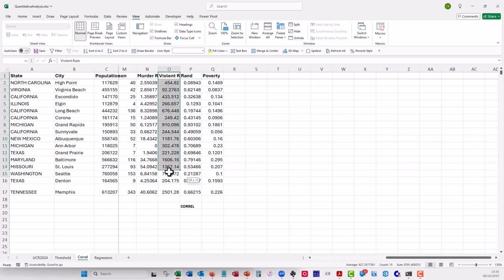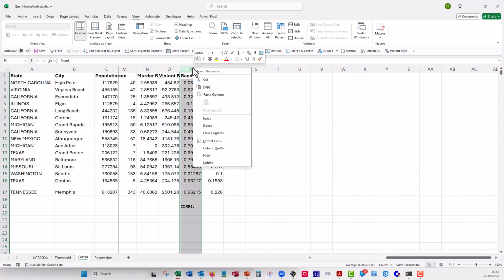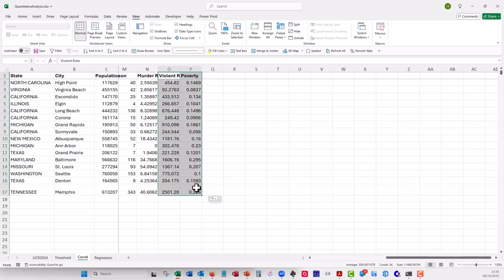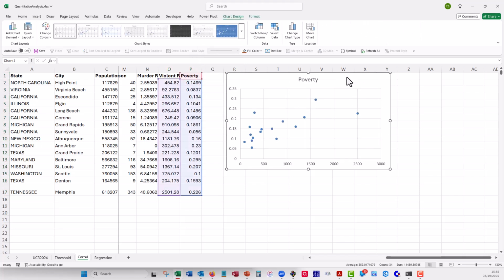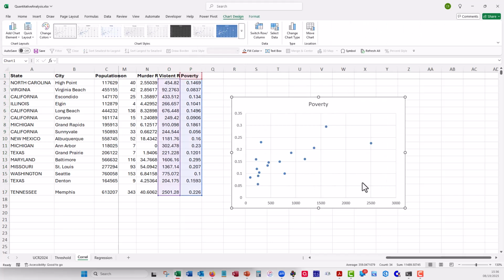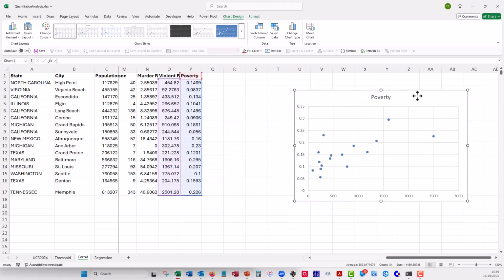We could select the violent crime rate and the poverty rate. I'm using the control key to select multiple non-contiguous columns, or we could just get rid of the rand column. We don't need that anymore. And then just select them there. Okay, and then we could do a scatter plot. A scatter plot shows us graphically the relationship between the variables. If you look at a scatter plot and you can kind of figure out how you would draw a line through it, then that's a sign that they are in fact correlated. If the dots are all just kind of in a lump or a ball, then that's a good sign that they are not very correlated.